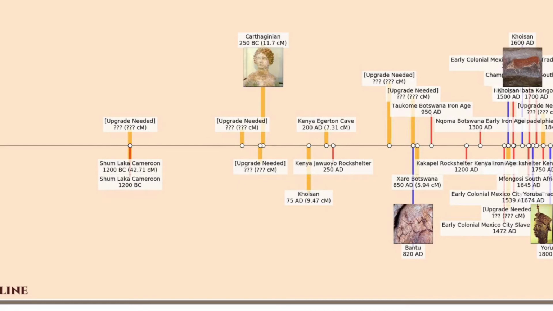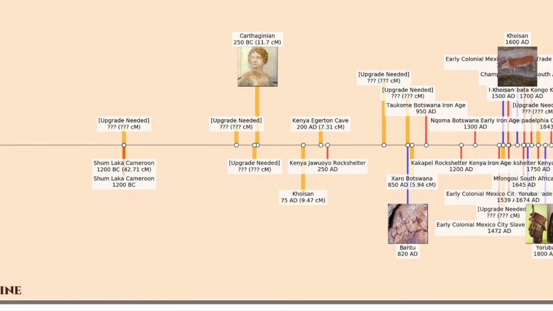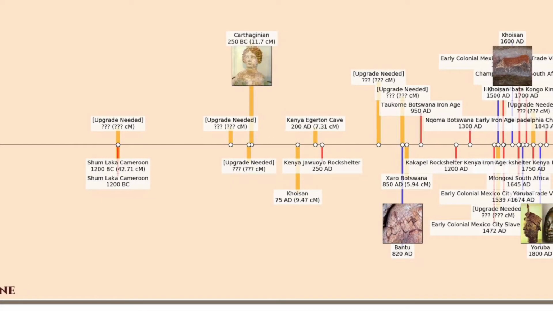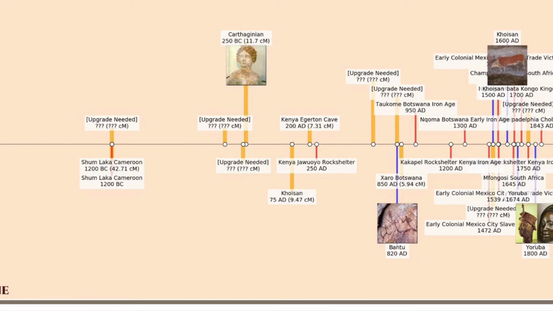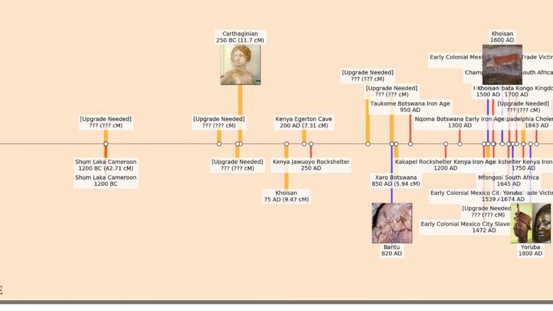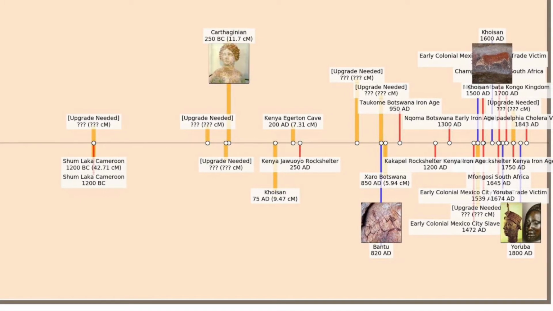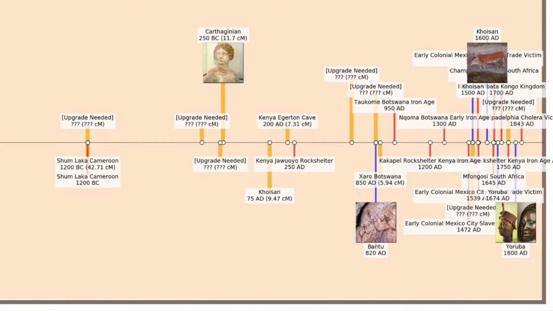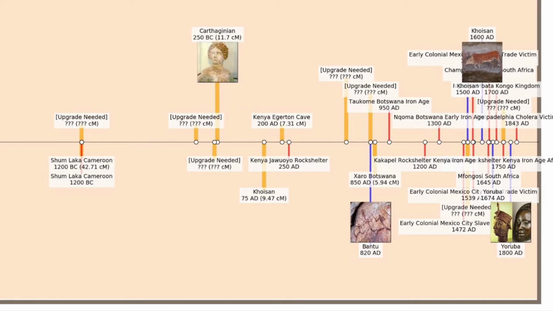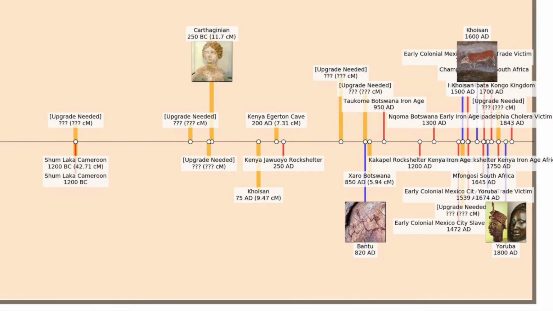So just below that, you see the Shum Laka, Cameroon, 1200 BC, and it says 42.71 centimorgans, and it says Shum Laka, Cameroon again, 1200 BC. So that just gives you an example of the ancestral timeline feature.